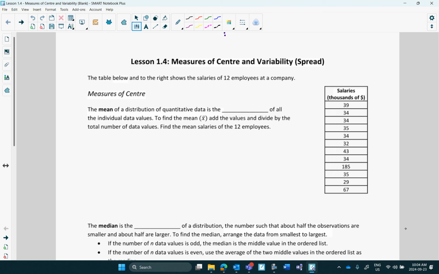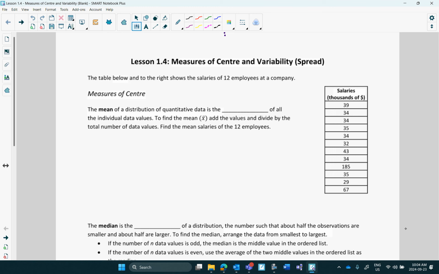For the center, I kept saying the middle of the data, which is really the median. Well, there's also the mean. So we're going to talk about specific measures, and certain measures of center go with certain measures of variability that we'll see in this lesson. So all I'm going to do is use this example here. We've got the salary of 12 employees at a company in thousands. So 39 is 39,000.